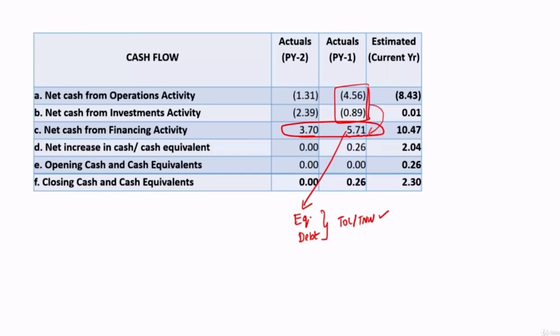So here these two outflows were managed by this inflow. After setting this off, there is a surplus of 0.26 crore, and that is available as closing balance. Fine. Then what they are estimating, we'll see that as well.